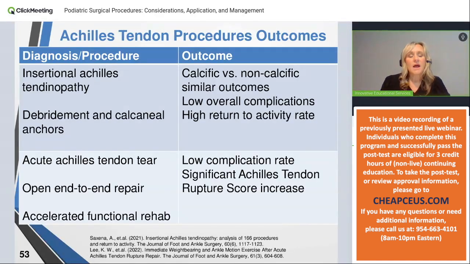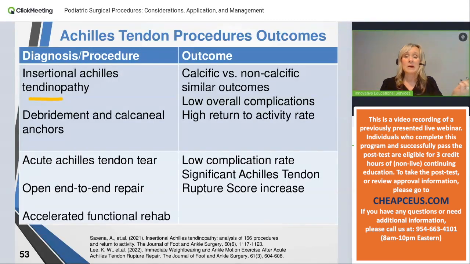Looking at some of the different outcomes of the different surgeries that have been done for the Achilles, looking at the insertional tendinopathy where they just debride it and anchor it down. There seem to be low overall complications. Patients have good return to their function. These are patients who did not have any rupture. They just need to adhere it back down.